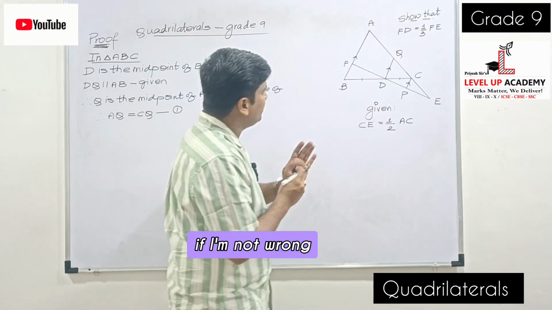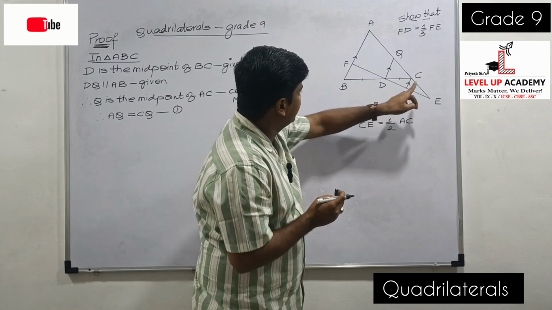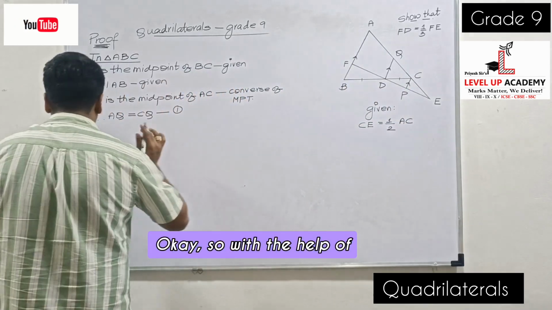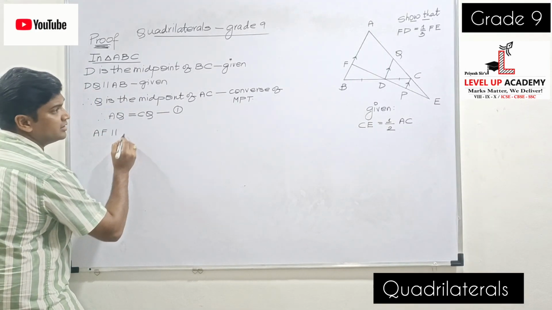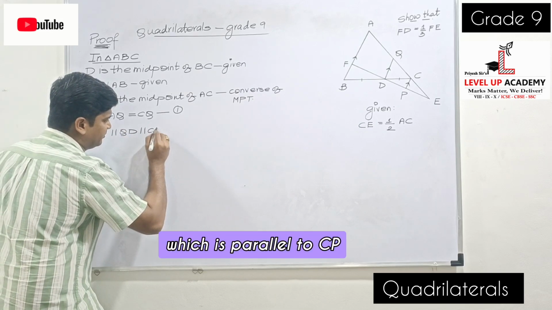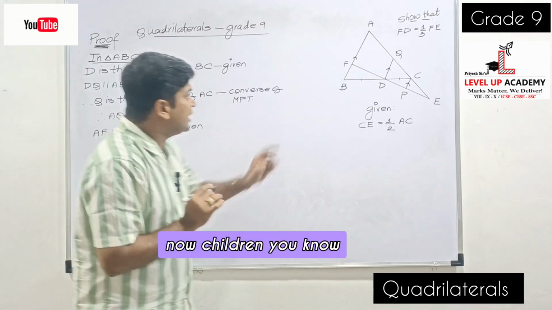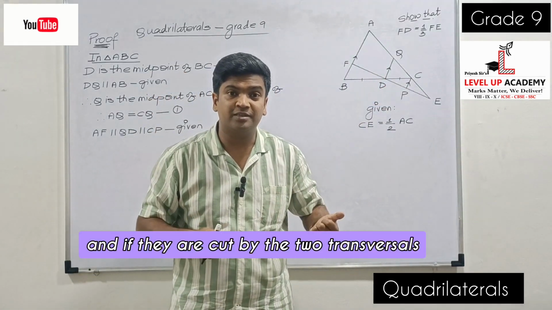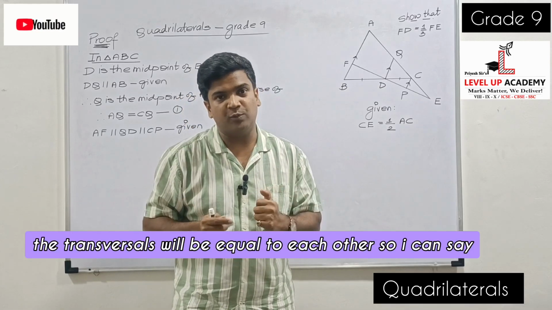Now, if I'm not wrong, look at these 3 lines AF, QD, CP. All 3 are running parallel to each other given to us. Okay, so with the help of that, I can do something. So look here, please, at the board. So AF is parallel to QD, which is parallel to CP. Reason would be given to us. Now children, you know, if 3 lines are running parallel and if they are cut by the 2 transversals, then the ratio of the intercepts made by the transversals will be equal to each other.